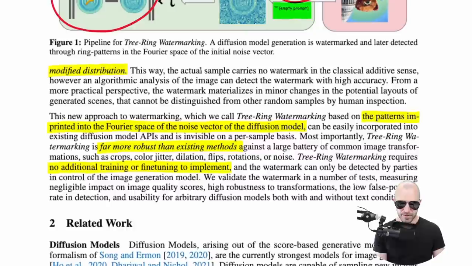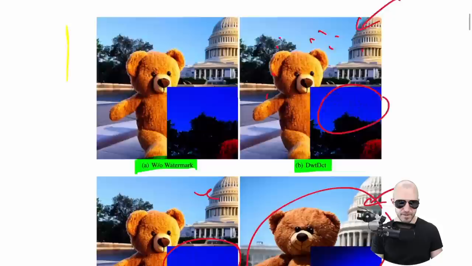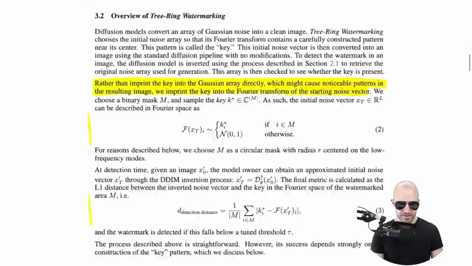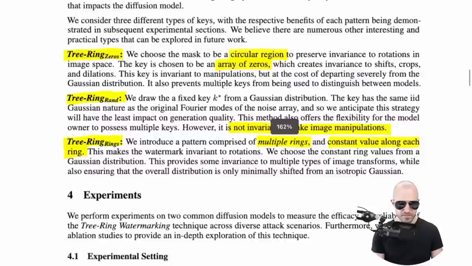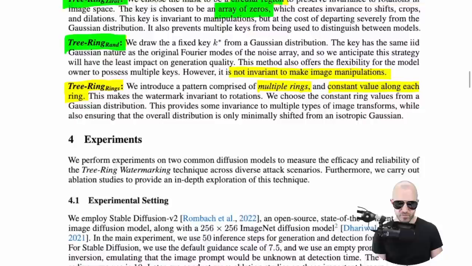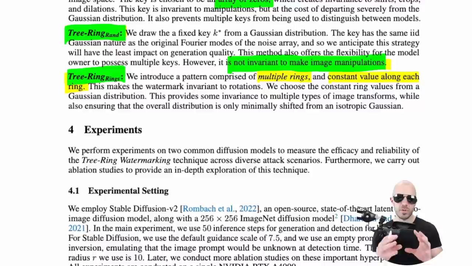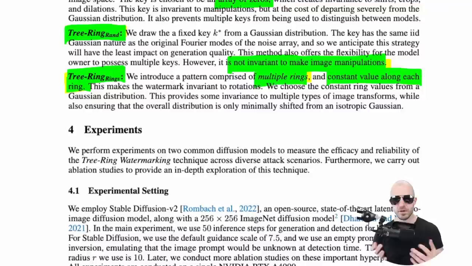They highlight a few things here. Patterns imprinted into Fourier space of the noise vector of the diffusion model are far more robust than existing methods. No additional training or fine-tuning is required to implement. I have looked at the results right here, and I don't think the results are necessarily worth going too much into. By the way, as I said, they have different ways of imprinting. Tree ring zeros gives a circular region of an array of zeros. Then there is tree ring rand, which has different properties but is not invariant to some image manipulations. That's probably a typo right here as well. Maybe many should say many instead of make. And then there is tree ring rings, which I've shown you, which is the multiple concentric rings having a constant value along each ring. But all of them have slightly different properties, but may result in the same principle.